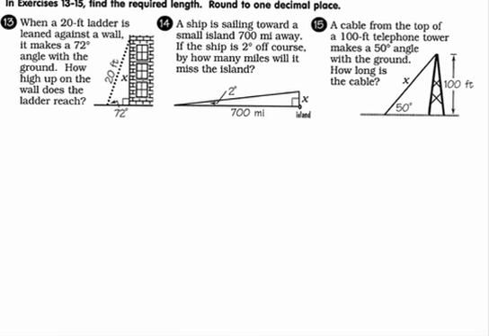Let's jump down to number 13. It says find the required length. It says round to 1 decimal place. So that's 1 place after the decimal is how you would interpret that. It gives you a story problem. We'll look at number 13.